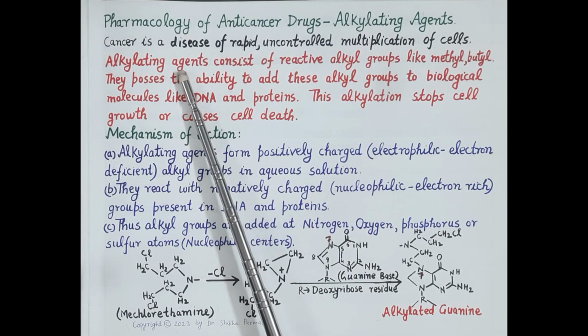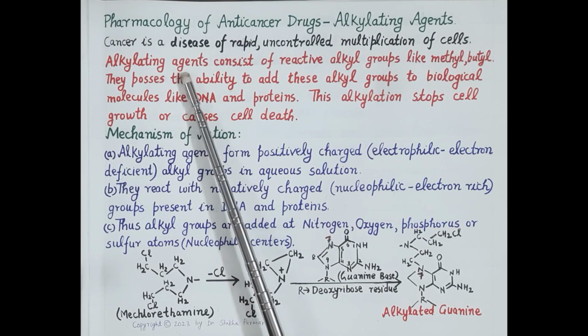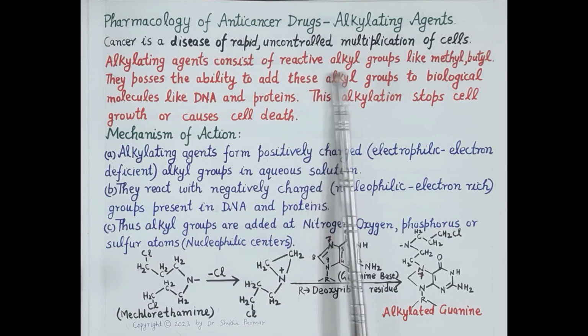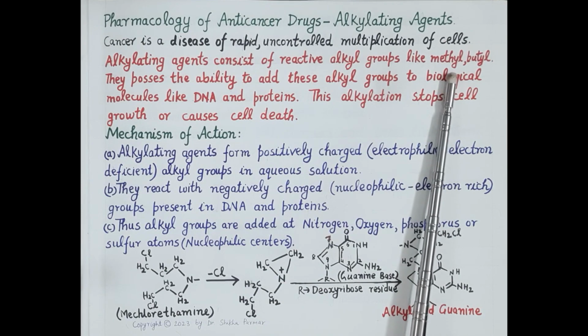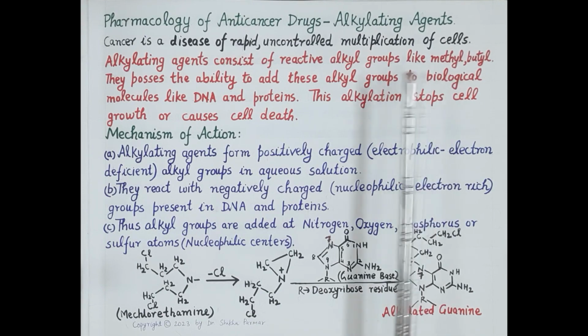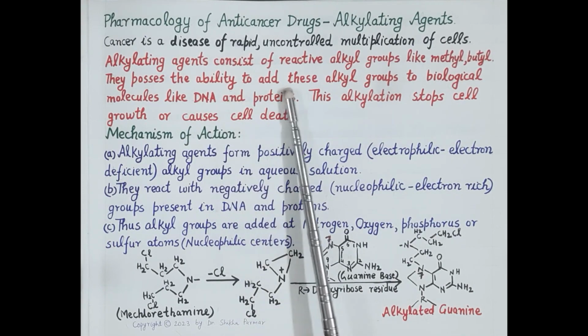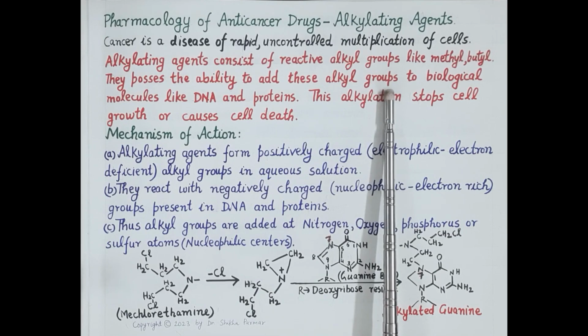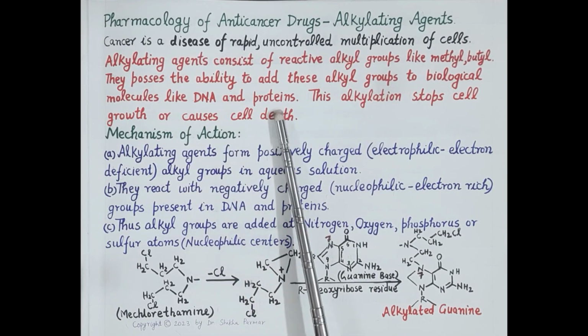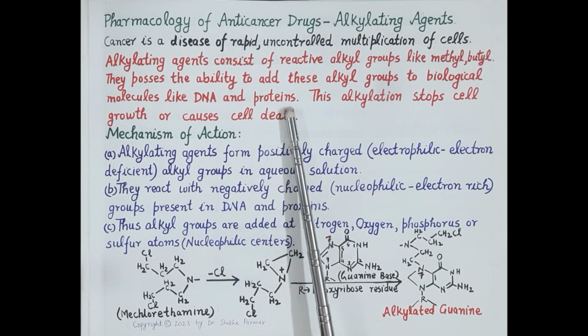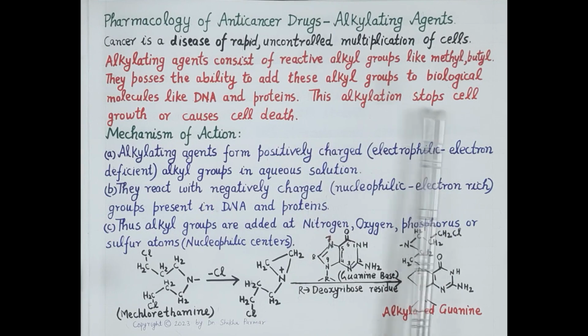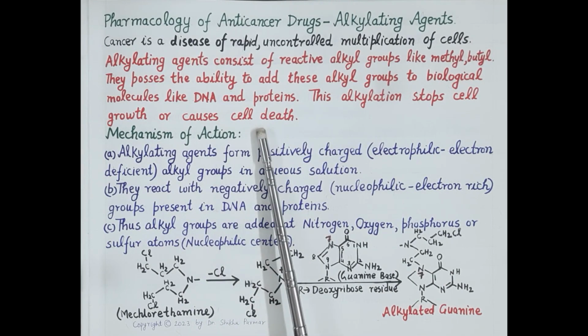Now, alkylating agents are so named because their chemical structure consists of reactive alkyl groups like methyl group, butyl group, etc. And these alkylating agents possess the ability to add these alkyl groups to biological molecules like DNA and proteins. And the process is called alkylation. Now, this alkylation of DNA and proteins makes them non-functional, and this either stops the cell growth or causes the cell death.